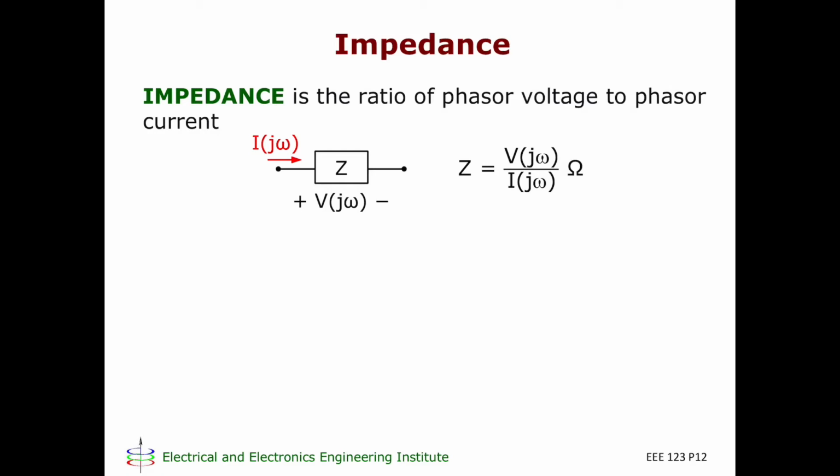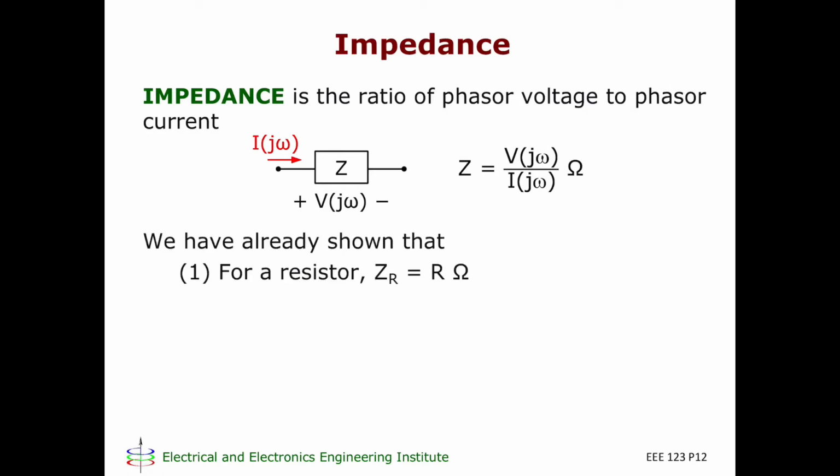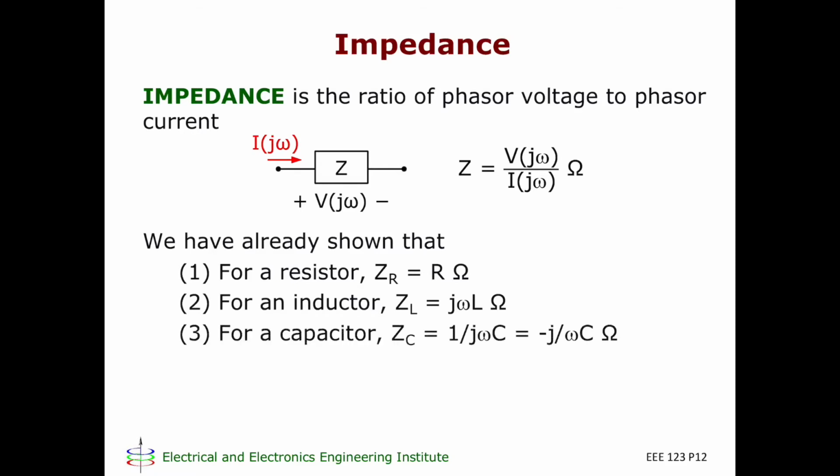I have already shown in the previous slides that for a resistor, the impedance of the resistor Z sub R is simply equal to its resistance. For an inductor, the impedance of an inductor Z sub L is equal to j omega L. And for a capacitor, the impedance Z sub C is equal to 1 over j omega C, or negative j over omega C.